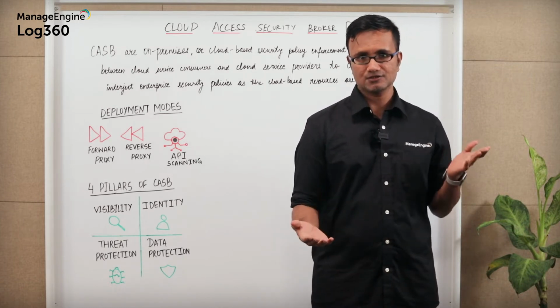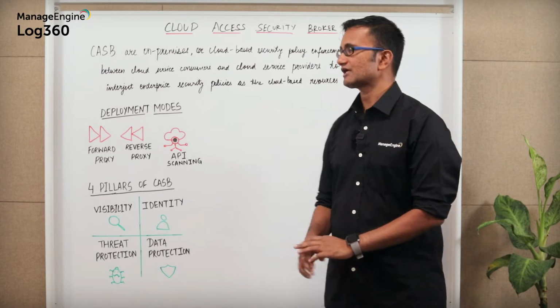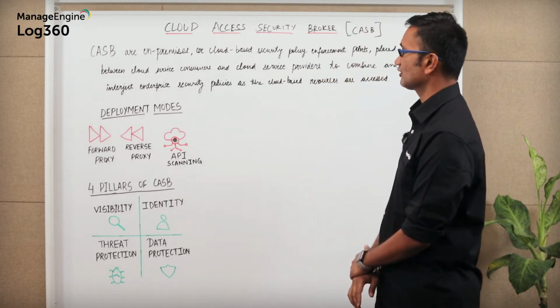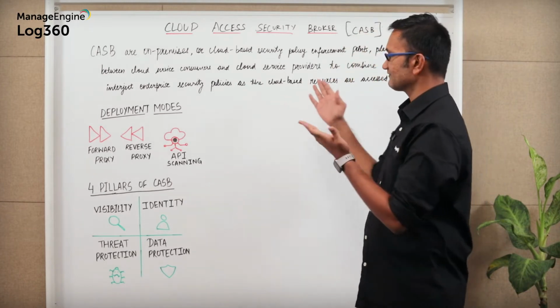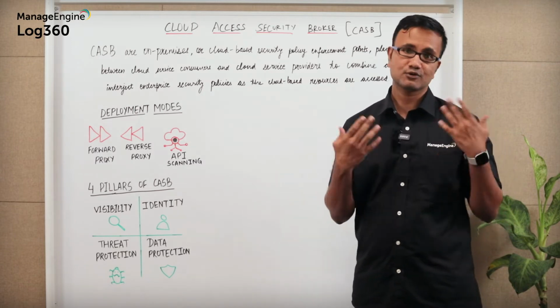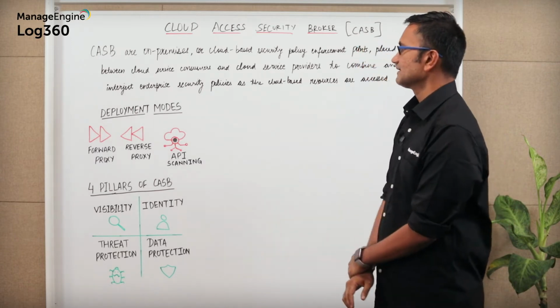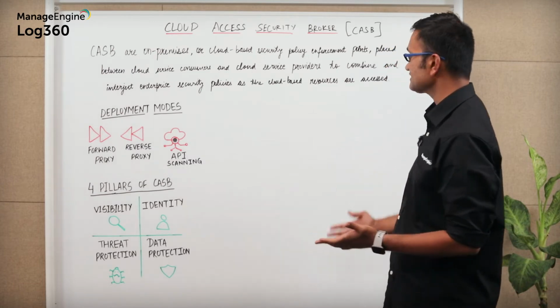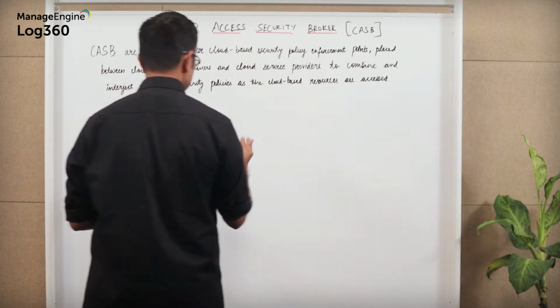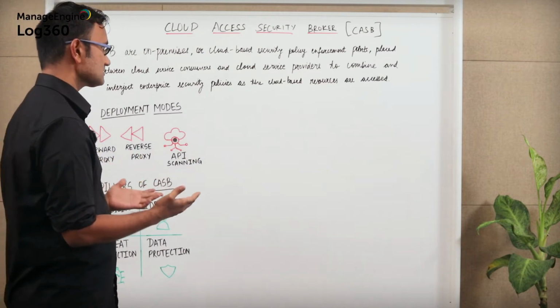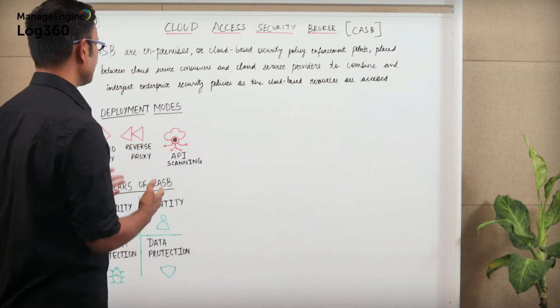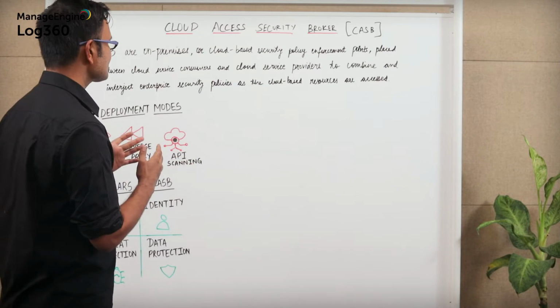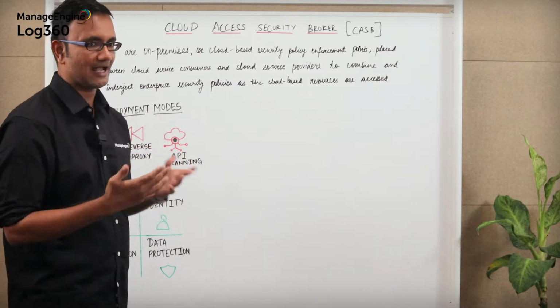In today's episode, we're going to be talking about the Cloud Access Security Broker, or CASB. And here's a definition of CASB right in front of you, and I'm going to read it out for your convenience. CASBs are on-premises or cloud-based security policy enforcement points placed between cloud service consumers and cloud service providers to combine and interject enterprise security policies as the cloud-based resources are accessed.